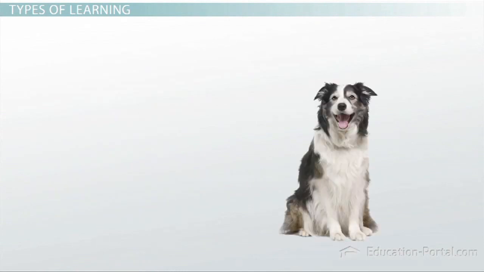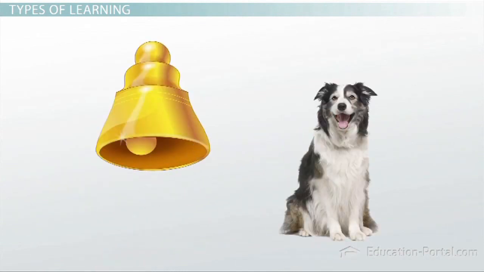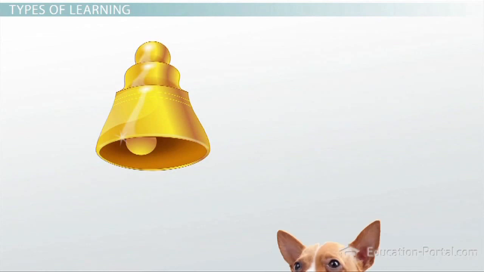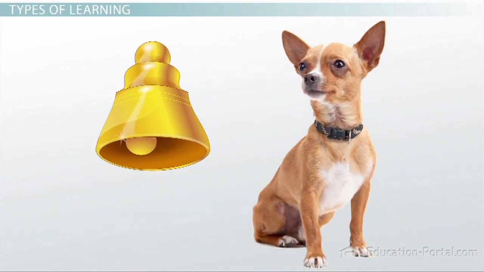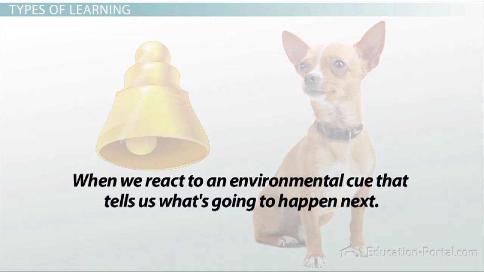dogs that every time he rang a bell, he would give them food. Eventually, the dogs started to drool with anticipation every time they heard the bell ring. So classical conditioning is when we react to an environmental cue that tells us what's going to happen next.